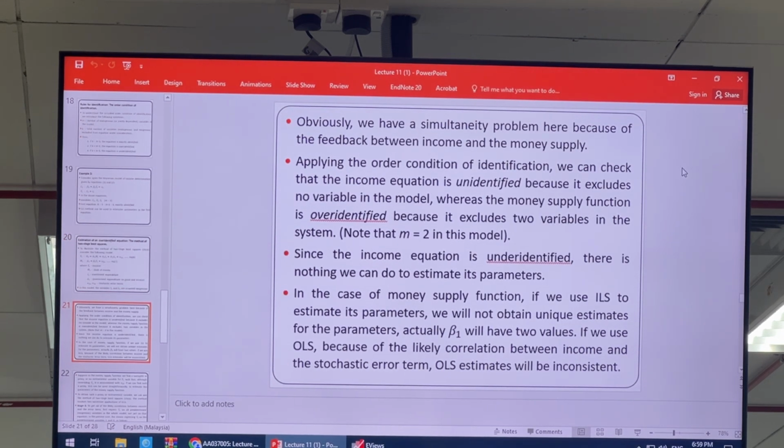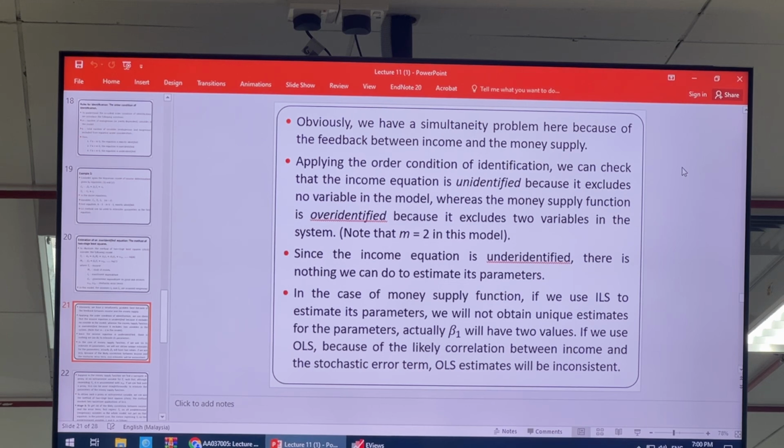Obviously we have a simultaneity problem here because of the feedback between income and money supply. Applying the order condition of identification, we can check that the income equation is unidentified because it excludes no variable in the model, whereas the money supply function is over-identified. The first equation is unidentified; the second equation is over-identified because it excludes two variables in the system. Note that M equals 2 in this model, so K is greater than M minus 1, K greater than 1.